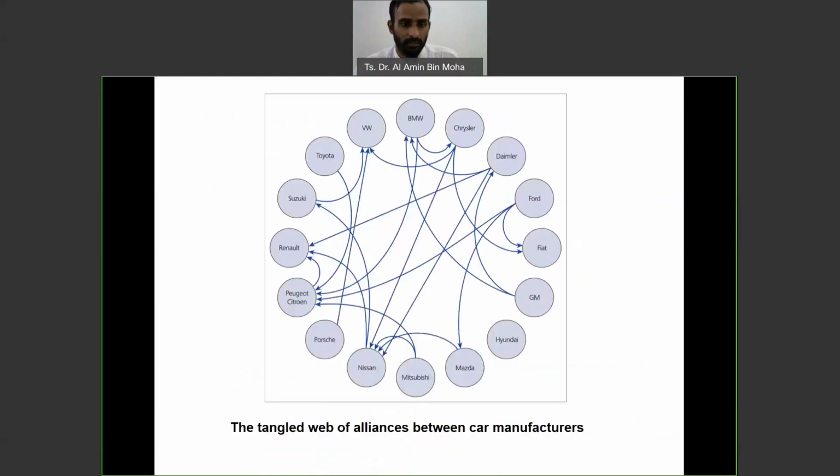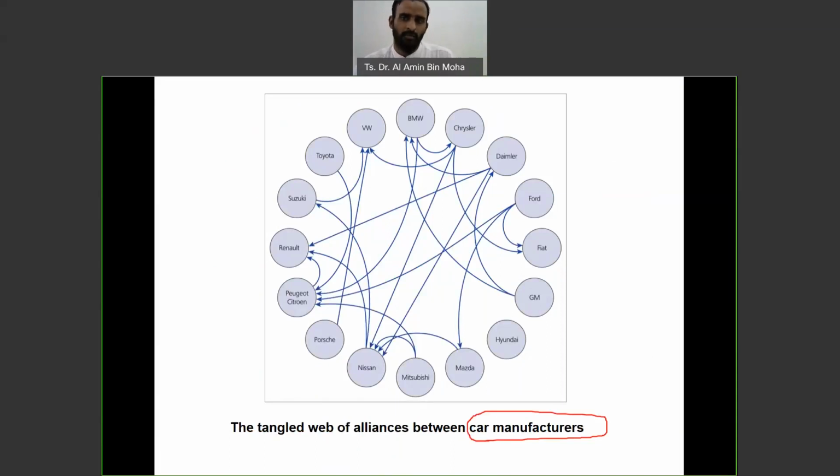So this is the tangled web of alliances between car manufacturers. They are in the same business, all of them are competitors, but they are contributing, selling, or buying from each other. So you can see here.